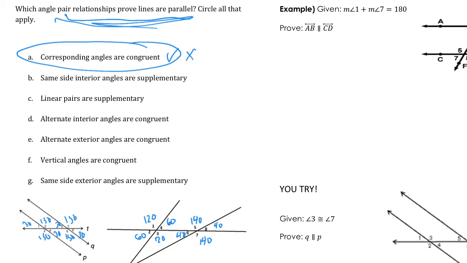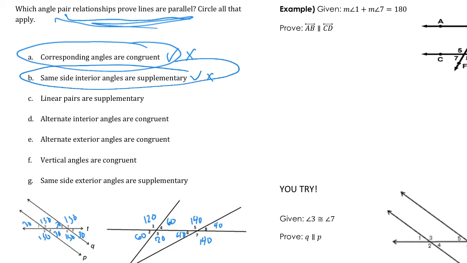Let's look at the next one. Same side interior are supplementary. So 3 and 6 are same side interior. So 130 and 130. Oh, no, those are alternate interior. Same side is 3 and 5. 150 and 30, sorry, is 180. So those are supplementary. 60 and 140 for here and here. Ooh, that's 200. Those are not. So this proves they are parallel. Because for not parallel, it doesn't work.